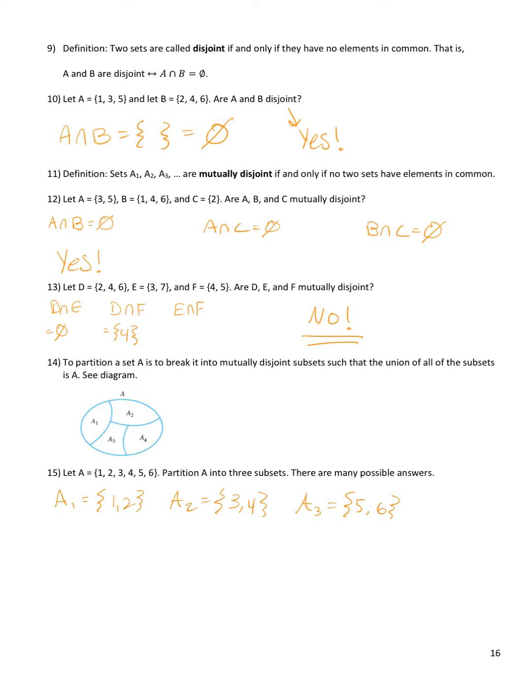So another possibility would be that A1 could be 1, 2, 3. A2 could be 4 and 5. And A3 could be 6. Okay, again, none of them overlap. Union them together, you get the whole set A. So that's called a partition of a set A.